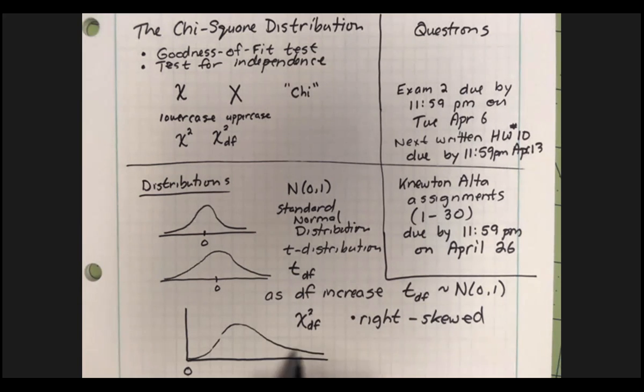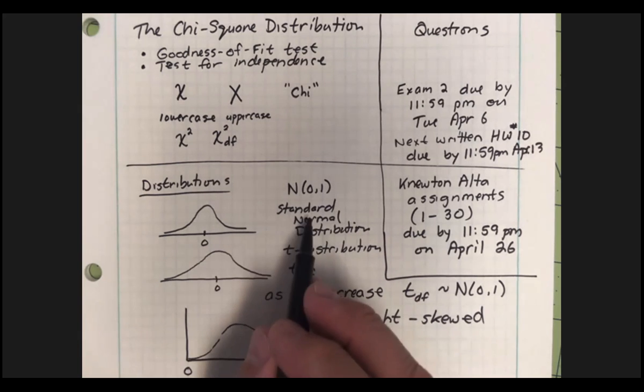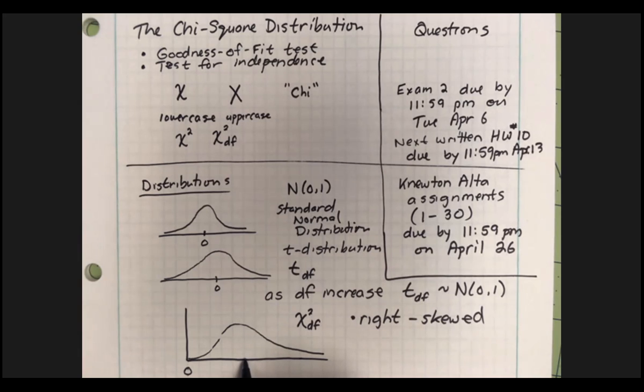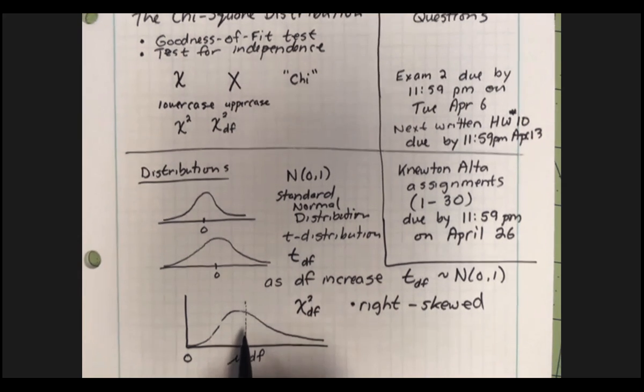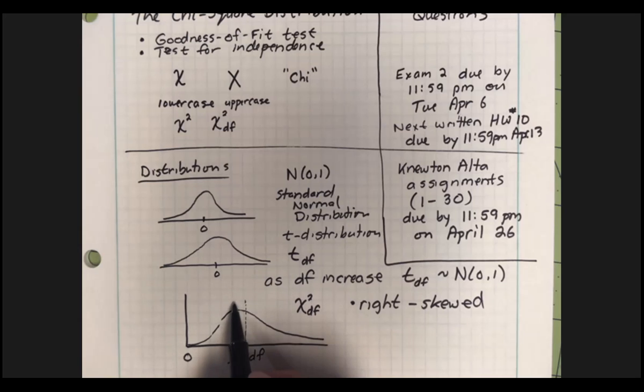And the mean of the chi-square distribution can't be 0 like the standard normal distribution or the T distribution. The mean is the same as the number of degrees of freedom. So if the degrees of freedom is 7, the mean is 7. And the mean is generally slightly to the right. It's to the right of the peak of the distribution, but it might be closer depending on the situation. Here's the peak right here. The mean is always slightly to the right of that.